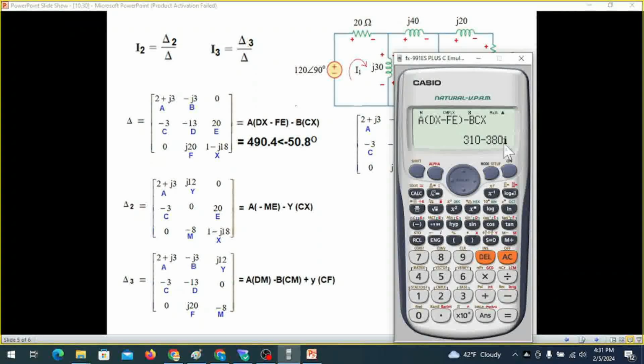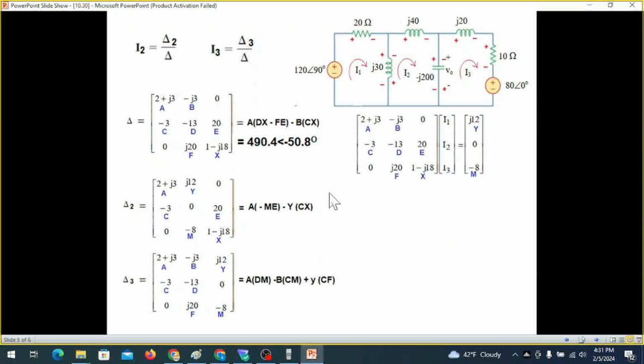This is the answer. Now this answer is in rectangular form. You can write that, but we need it in polar form. So what we have to do is go into complex mode. We press Shift and complex, P for R theta, P equal sign. So this is the answer, 490.4, angle minus 50.79, or we can write minus 50.8. So in the same way, we will now see these two also.